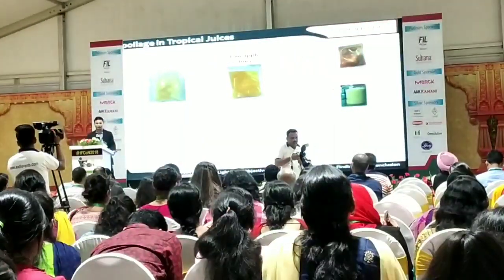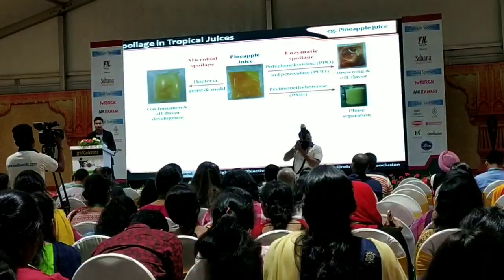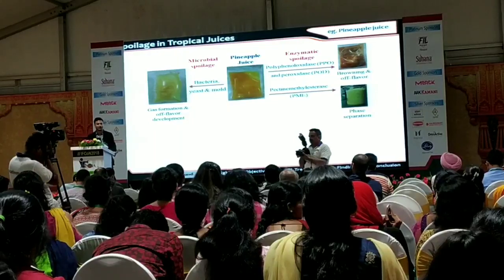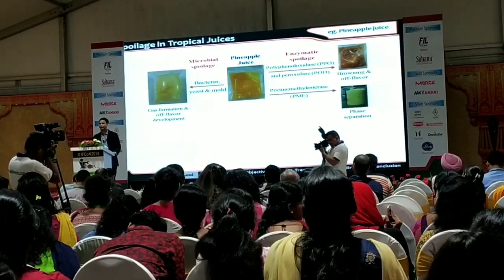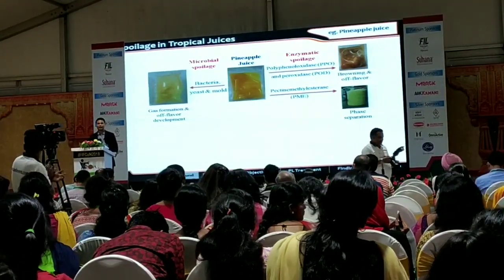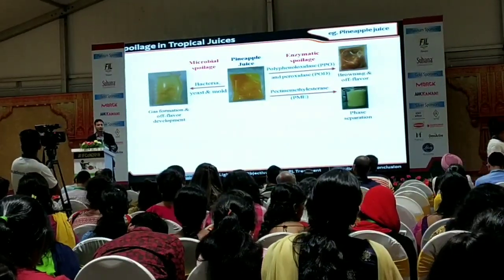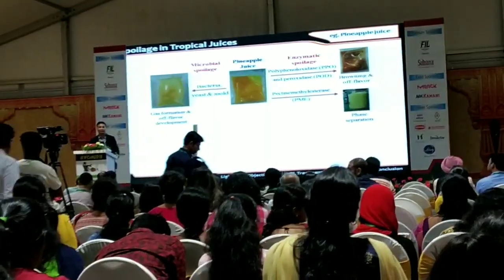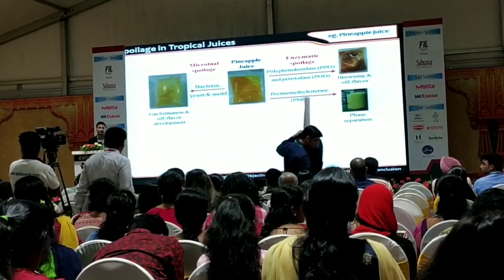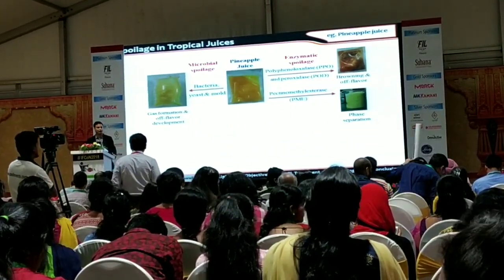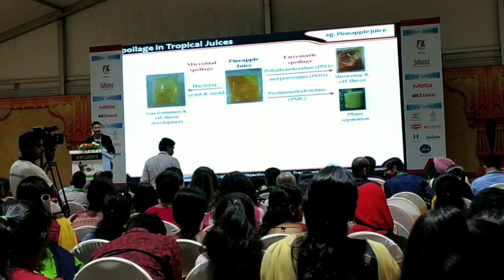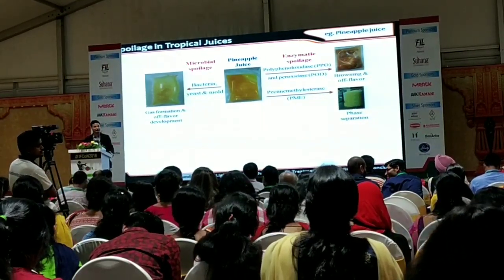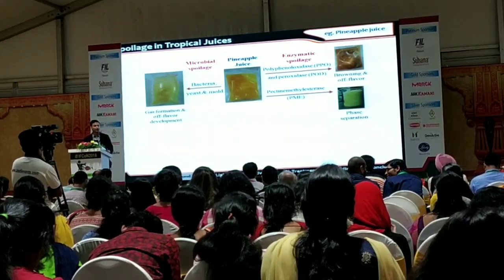From bacterial and yeast growth, there may be gas formation or off-flavor development within the product itself. With respect to enzymatic spoilage, the major degradation is browning within the juice, that is the topmost one. Also the pectin and HPS are responsible for phase separation within the fruit juices. I'm giving one example for all these tropical fruit juices, and it is the same and similar for other fruit juices also.